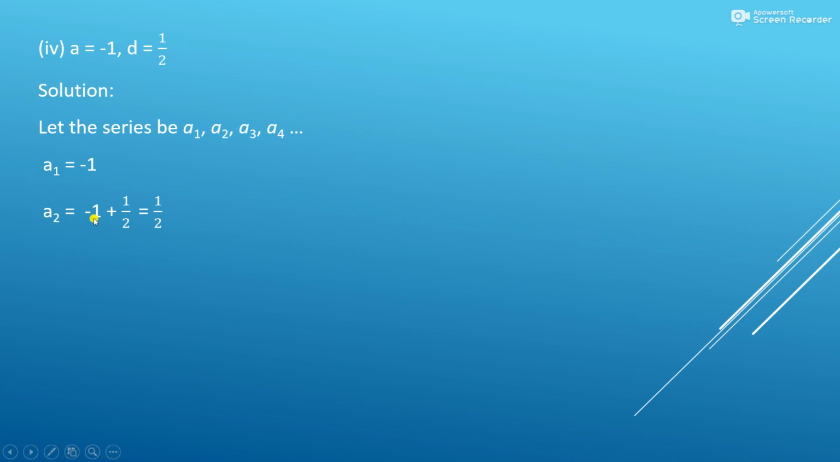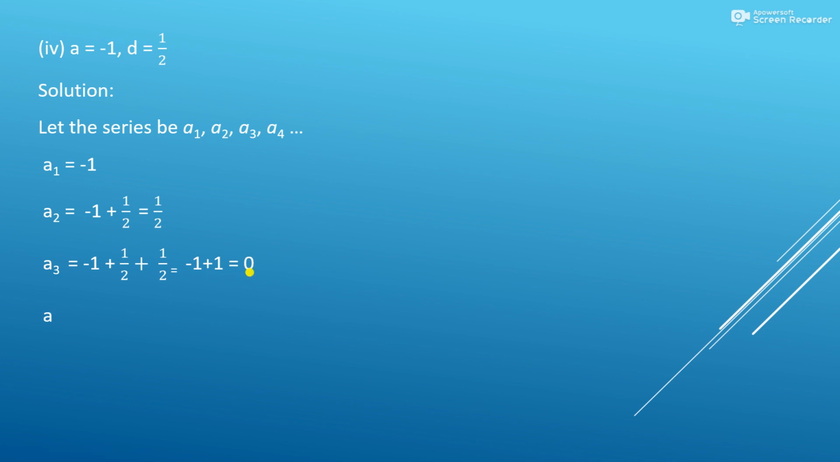Here, see here, minus 1 is first term, difference is 1 by 2. So minus 1 plus 1 by 2 is equal to, 2 is the LCM, so it is minus 1 by 2. And how do we find the third term? This is the first term minus 1, this is the second term 1 by 2, and this is the common difference 1 by 2. So minus 1 plus half is plus 1, minus 1 plus 1 is equal to 0.